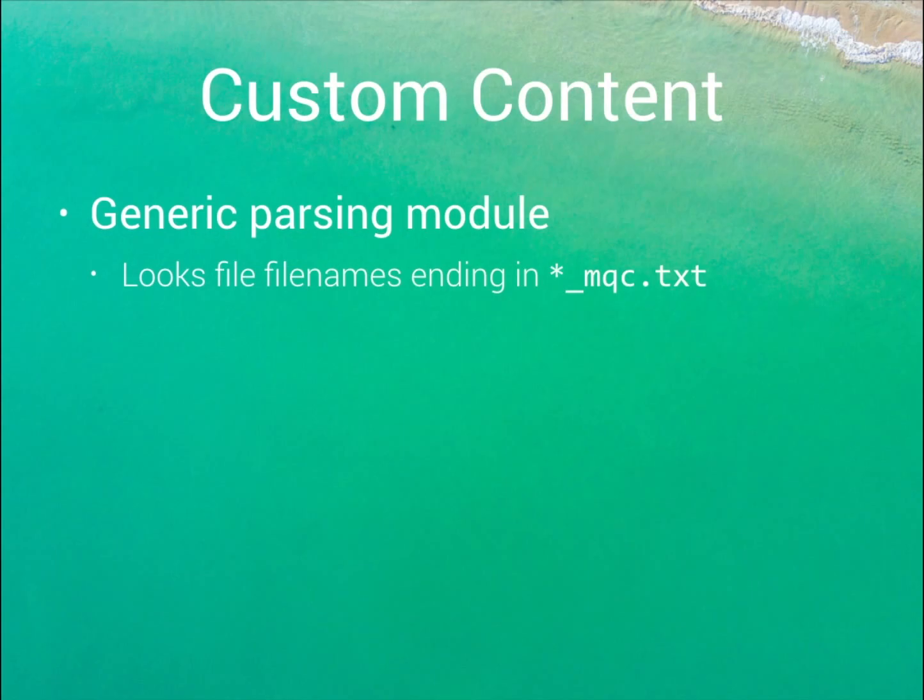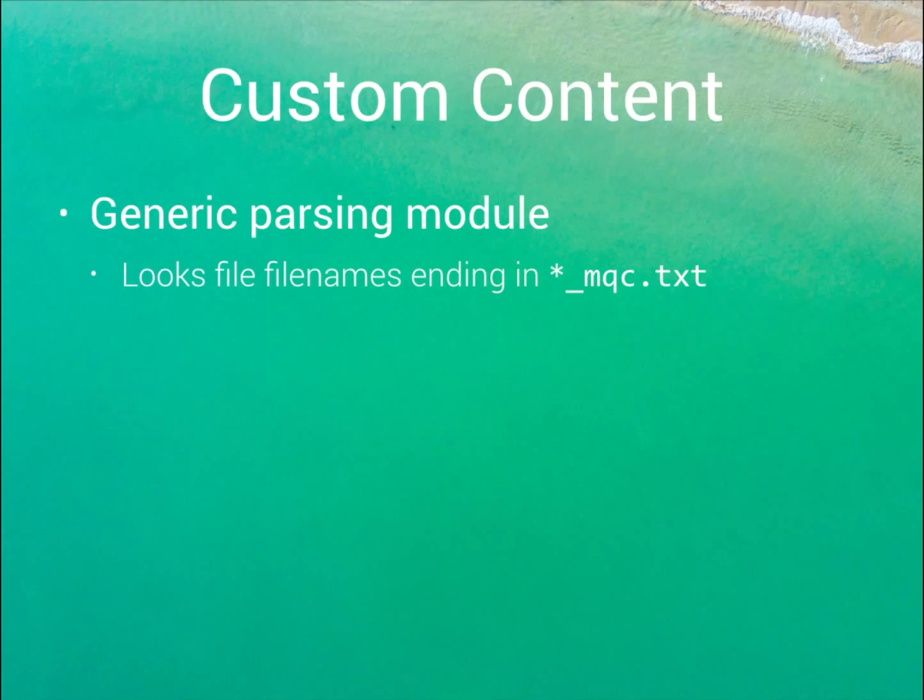One of the recent additions to MultiQC is a new module called Custom Content. And the idea of this is that it's a generic parsing module. So if you have a custom script which produces some output that you'd like to have in your MultiQC report, you don't have to go away and write any Python code or create your own module. You can just customize the formatting and the file naming of that file, and MultiQC should be able to pick it up and put it into the report.